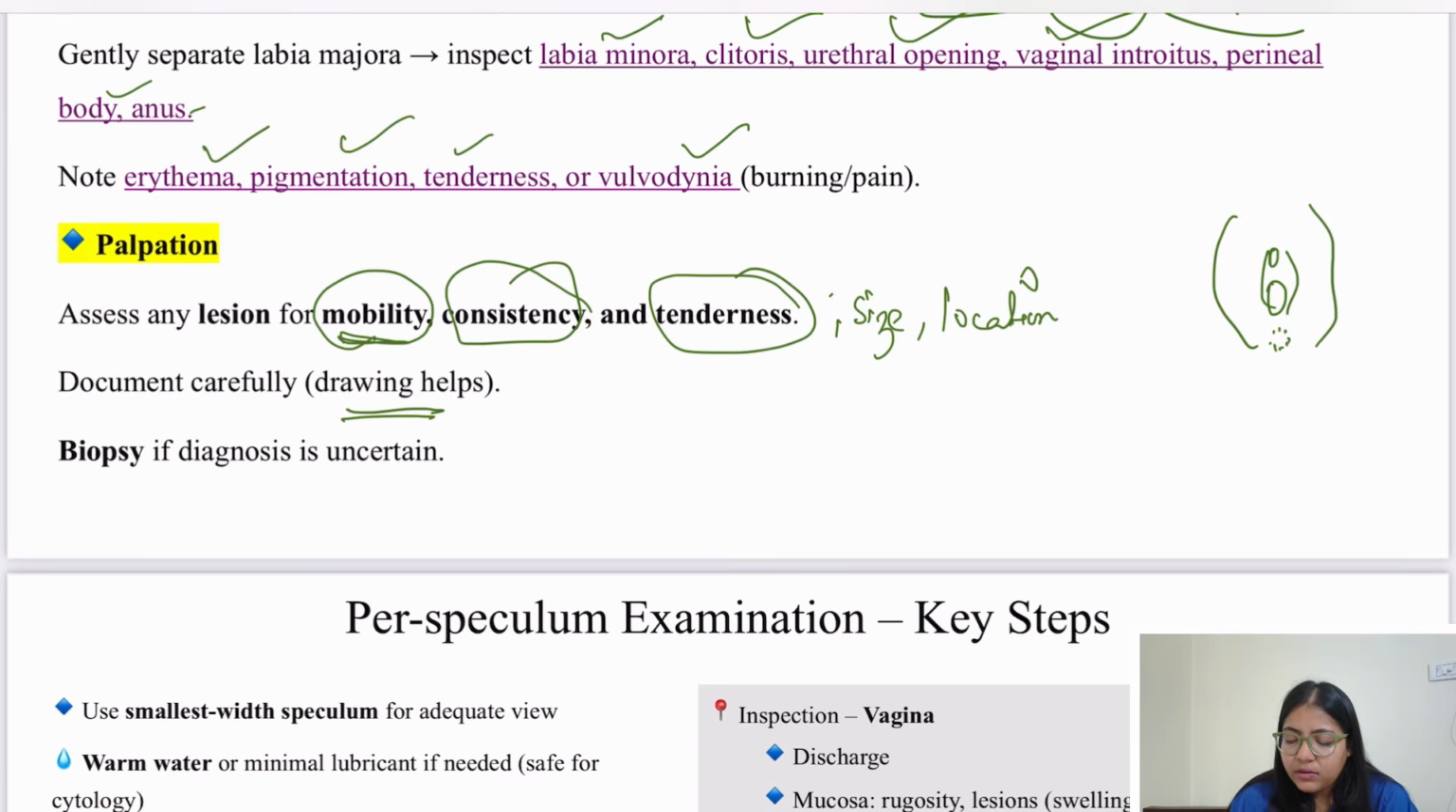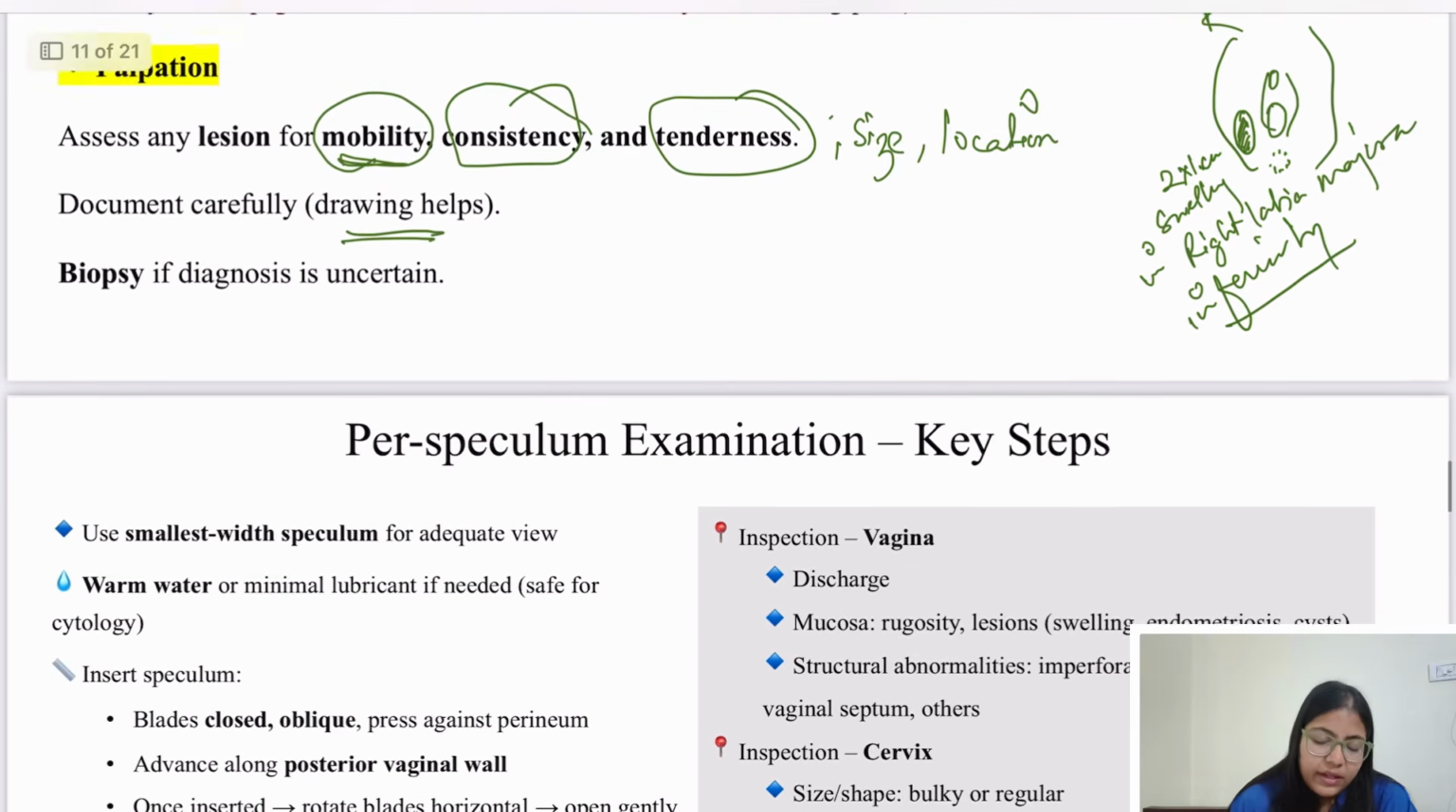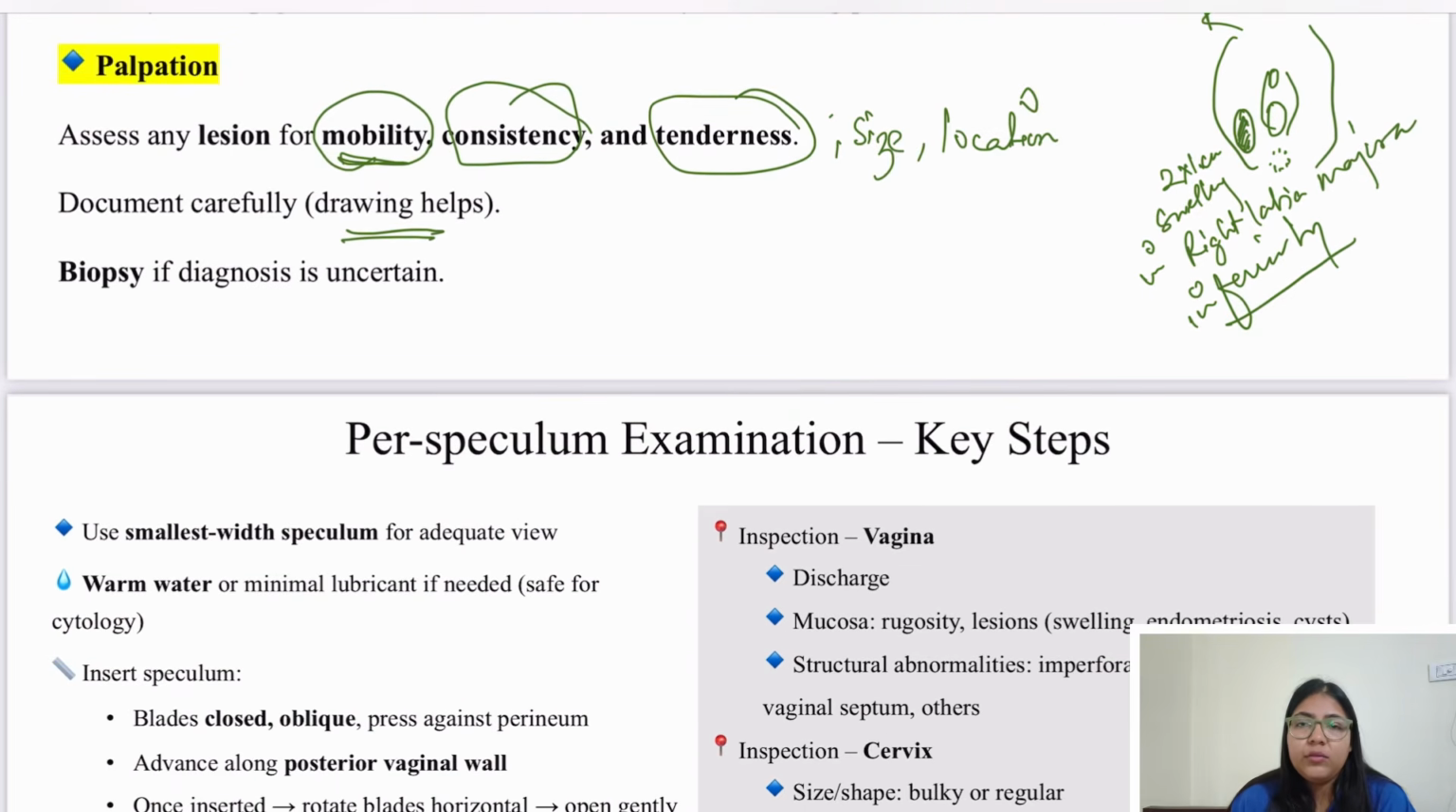So if it is right and this is left, you can draw like this. There is some approximately 2 into 1 centimeter swelling in right labia majora, in inferior aspect, inferiorly. So it's always better if you can draw locally. You don't need to be a very good painter or drawing master. You just draw it. It better explains than writing. And if there is any lesion, any bad looking growth, you always take biopsy.